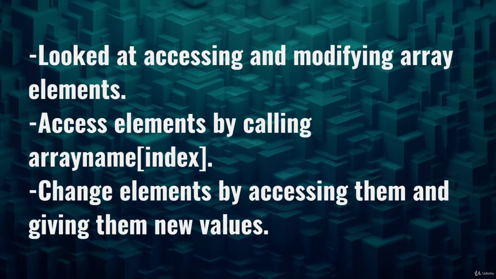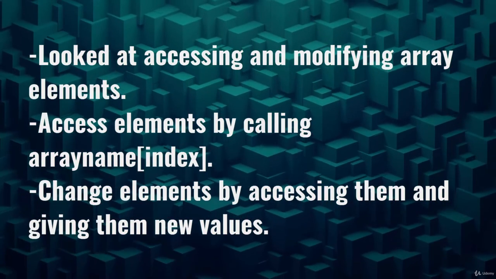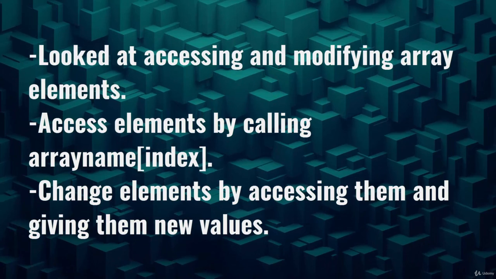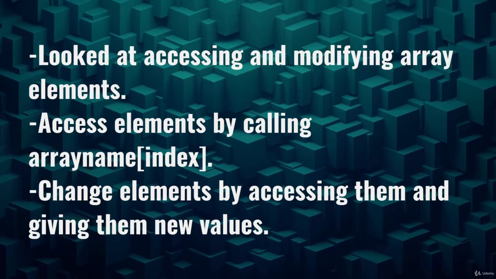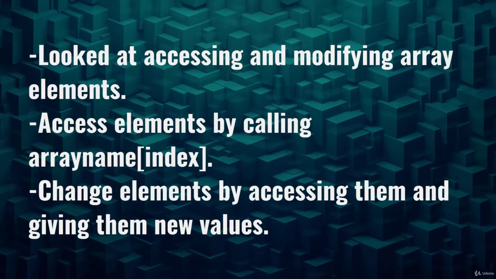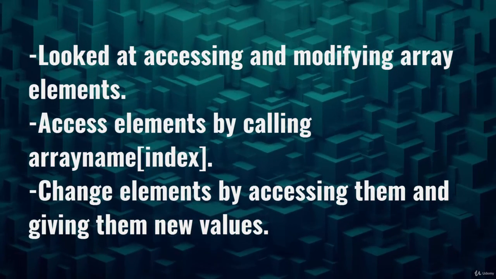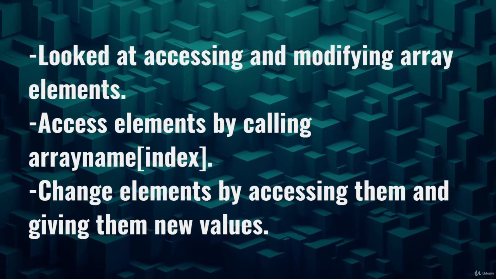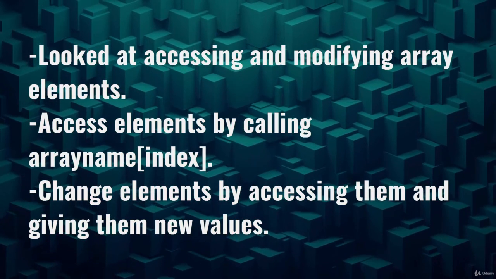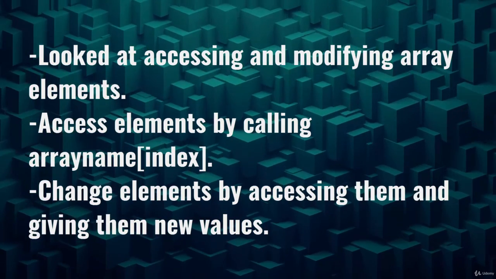Now we change elements by first accessing them the same way, and then we just give them new values by saying equals and then whatever new value we want, just as long as the new value we assign is the same type as the type of the array that we're assigning to. Okay, so next time, or rather in this next part, we'll be looking at some cool little functions that we can perform on arrays.